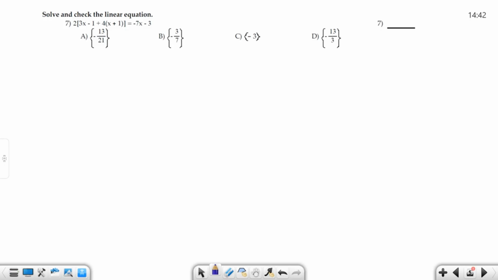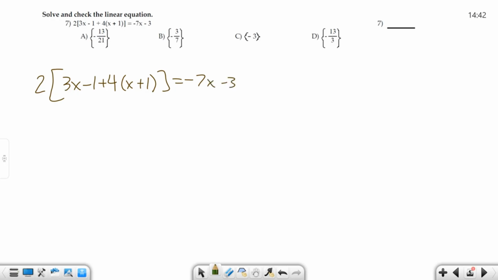If you were writing this for me on paper, I would have to see the checking, but because it's online, solve it. And it's always a good idea to check. So 2, and then, oh wait a minute, I just used that. 2, 3x minus 1 plus, I'm just going to write the whole thing down first.